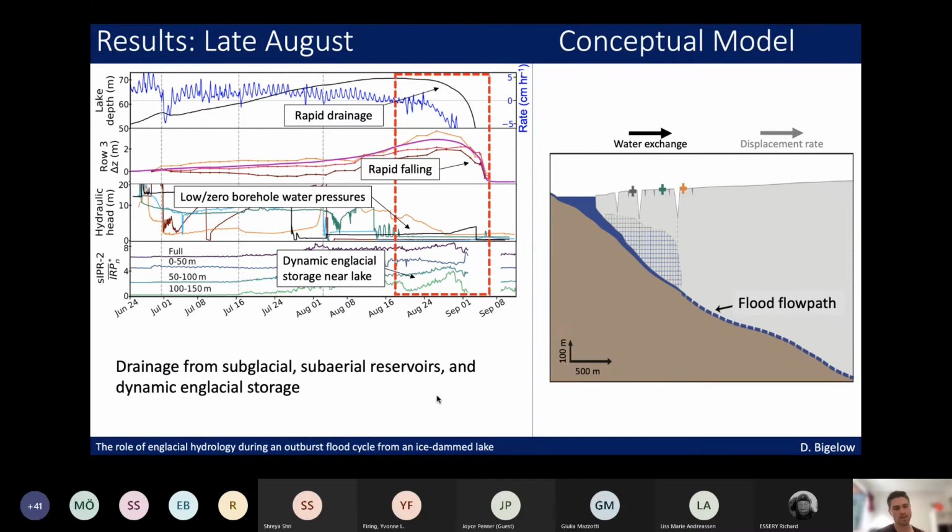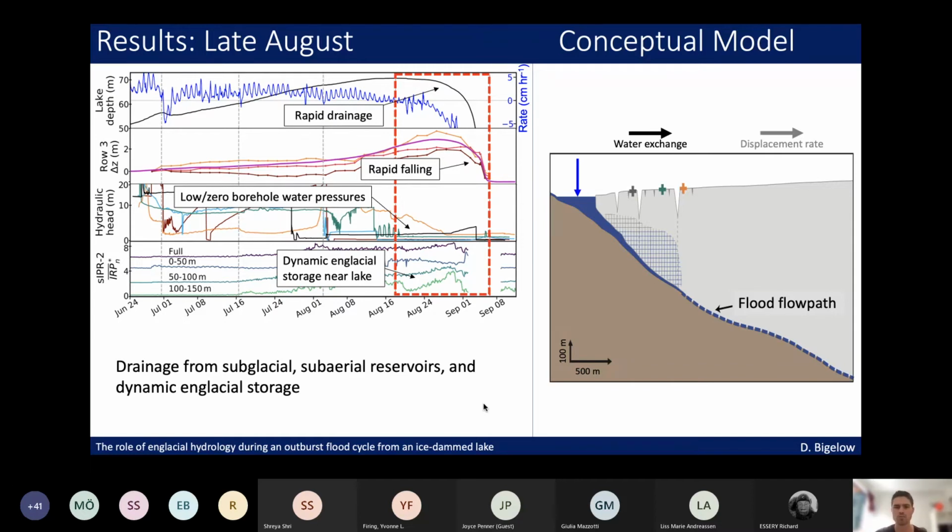So really what we can say here is we have drainage from the subglacial and subaerial reservoirs, as indicated by the lowering water level and the lowering ice shelf. Whereas in the englacial system, there's a dynamic response as it's going up and down, as indicated by the reflection power from our radar system.